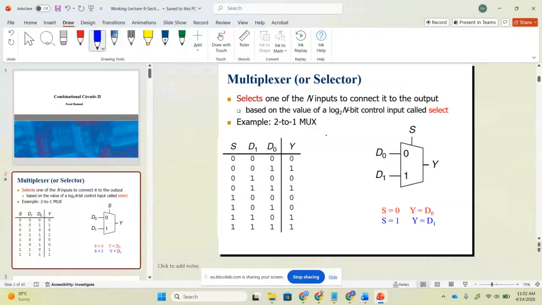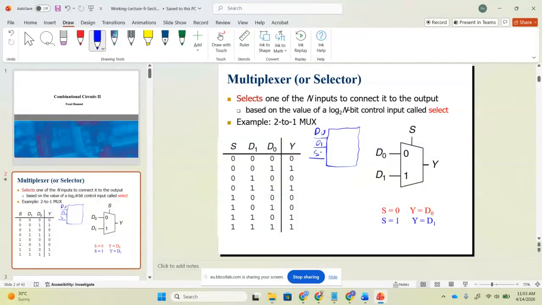If we look at the block diagram of the multiplexer, how many inputs are there to this multiplexer? It's a 2-to-1 multiplexer. How many inputs are there? Two inputs? No. Three inputs, and the selector. So we have three inputs: D0, D1, and the selector line S.